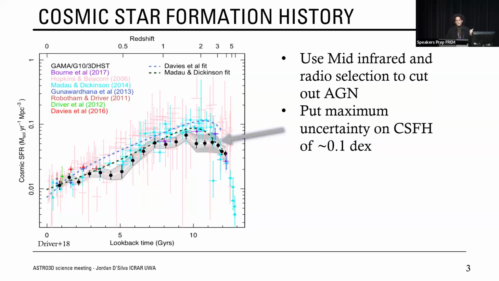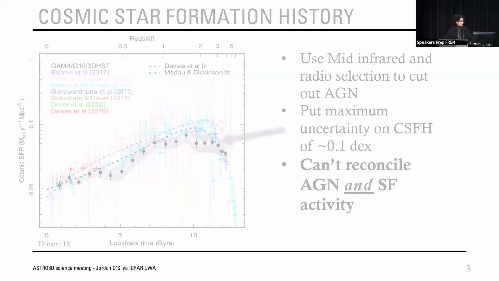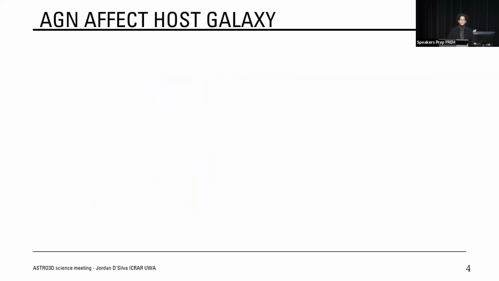While it's encouraging that because of this selection you don't get a huge uncertainty, the more pressing issue with this approach is that you can never reconcile the interface of AGN and star formation activity and how they fit into the life cycle of galaxies. Why do we care about this? Well, we care because we know that the AGN affect the properties of the host galaxy.